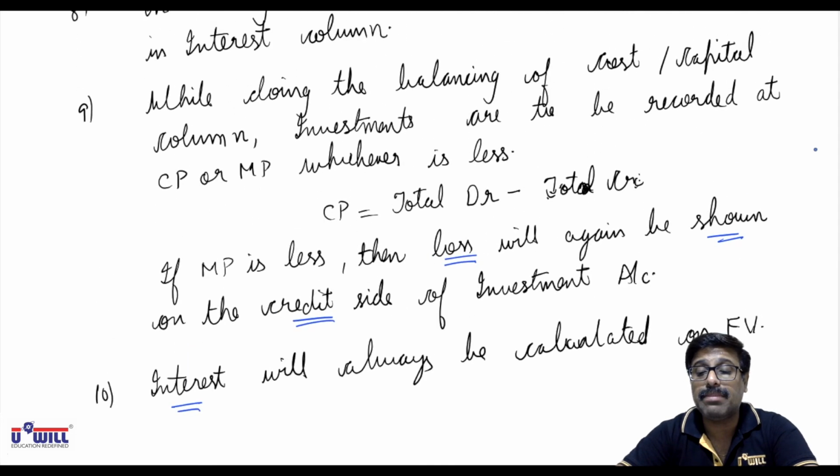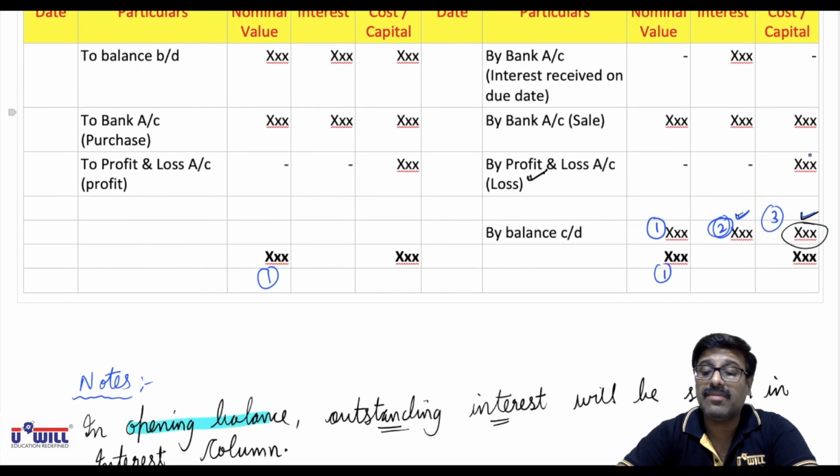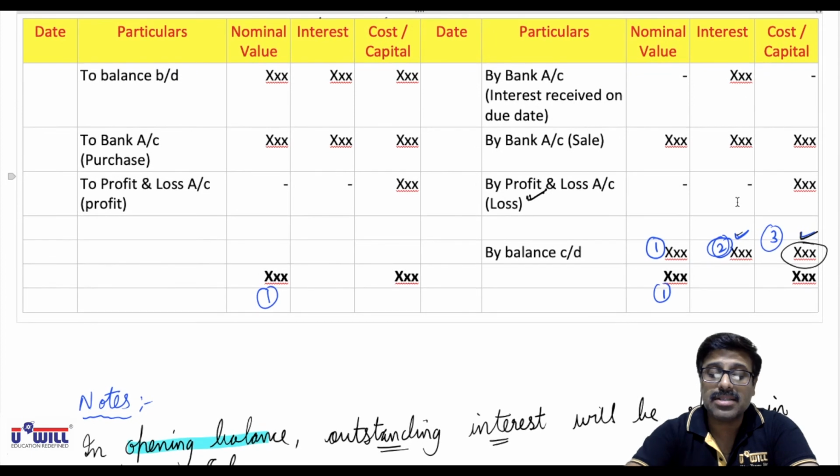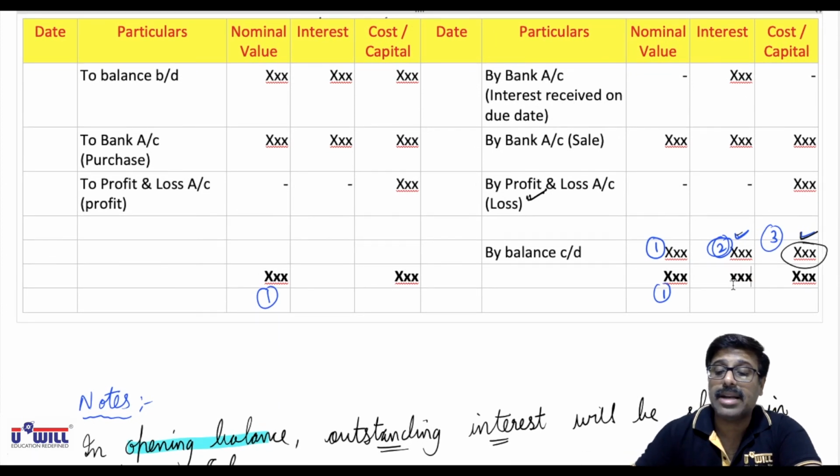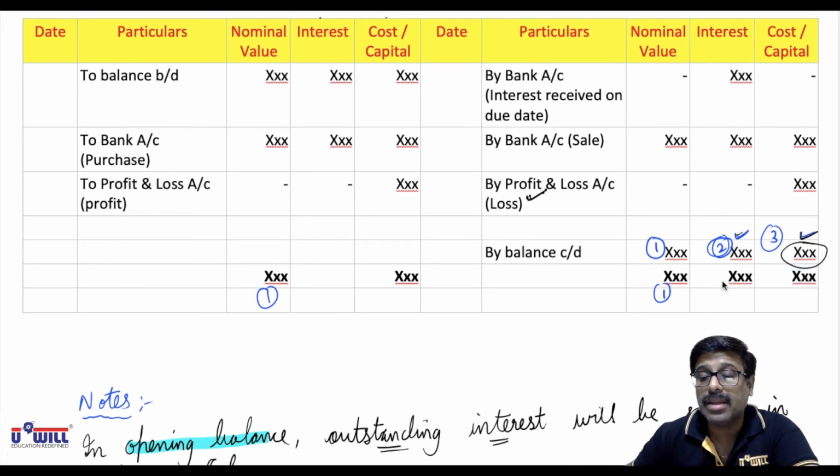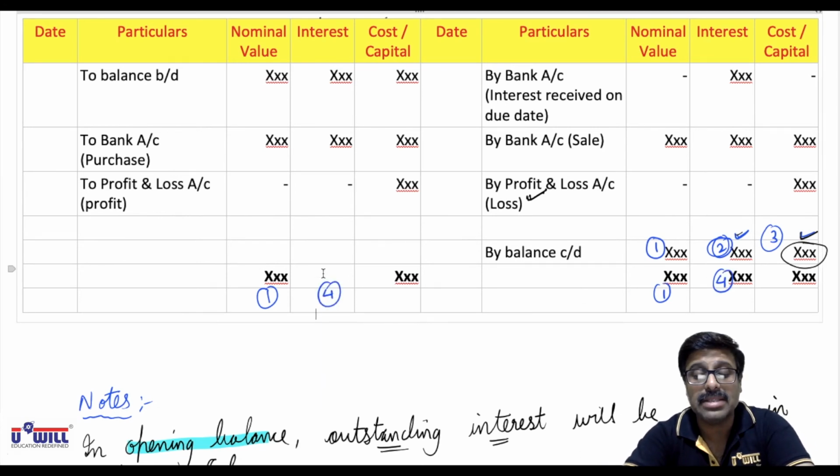And last step, interest balancing will be done. So in case of interest, credit side will always be more. So this would be the fourth step of balancing. In case of interest, credit side will always be more because it's an income for the business.